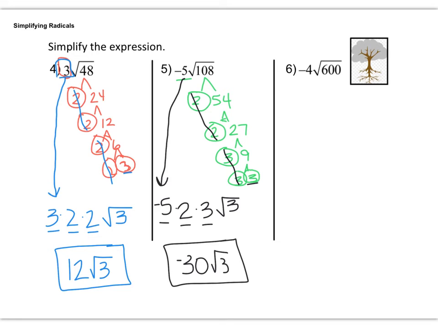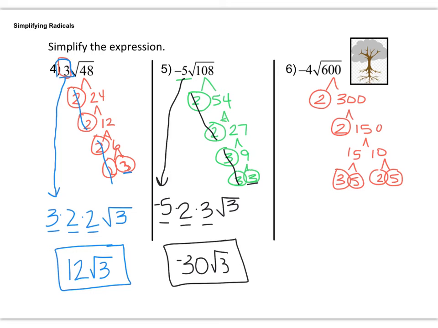All right, number 6, 600. Let's see, that's 2 and 300. That's 2 and 150. Let's see, I know that one is 15 and 10. 15 is 3 and 5. And 10 is 2 and 5.